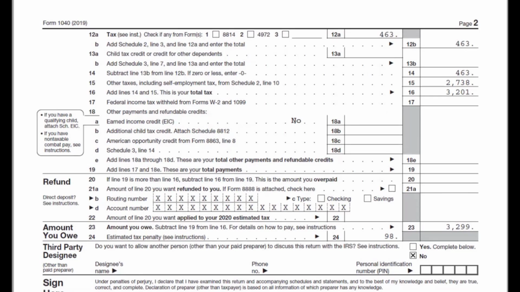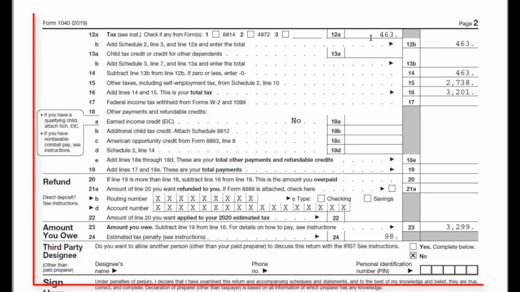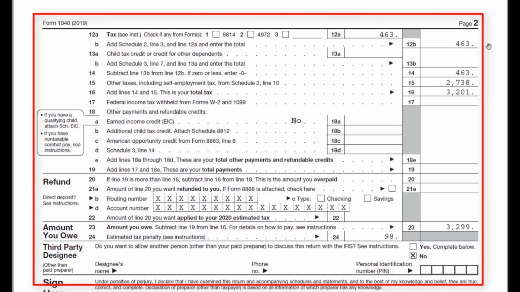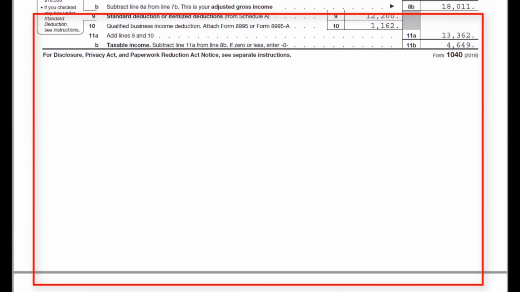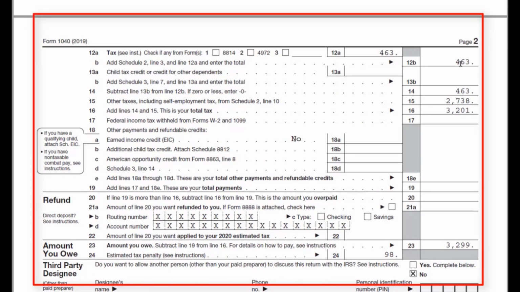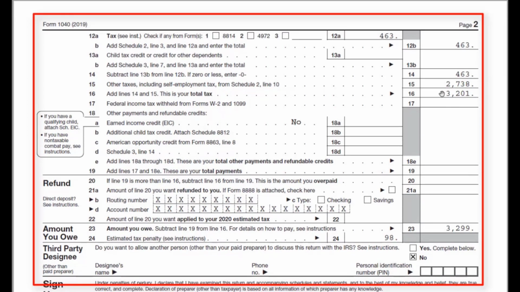Her next page is actually page 2 of the 1040, which is going to continue with her tax calculation. She's going to see that based on a taxable income of $4,600, she's essentially in the 10% tax bracket, which means that she has a tax liability of $463. However, she owes self-employment tax because as a sole proprietor, she knows she owes self-employment tax. She owes $2,700 of that, so her total tax liability is $3,200.